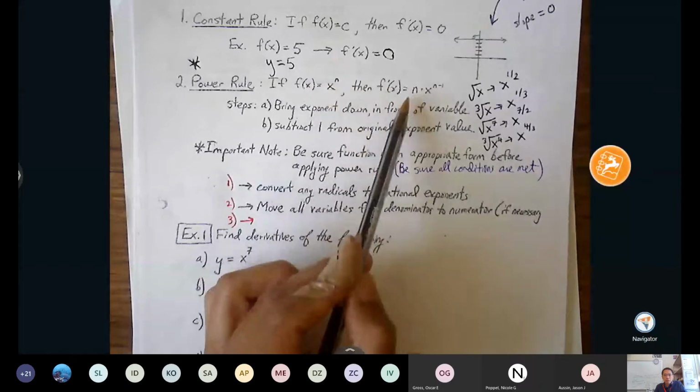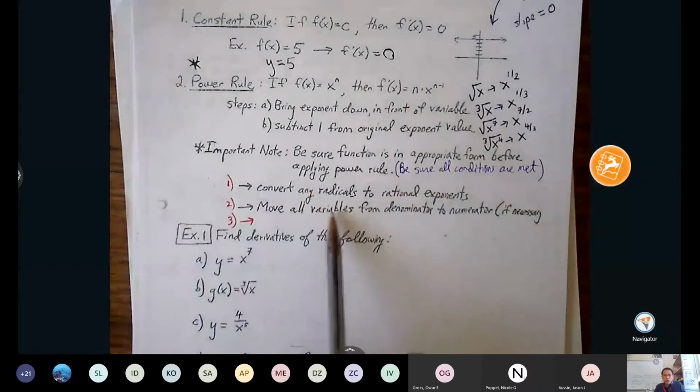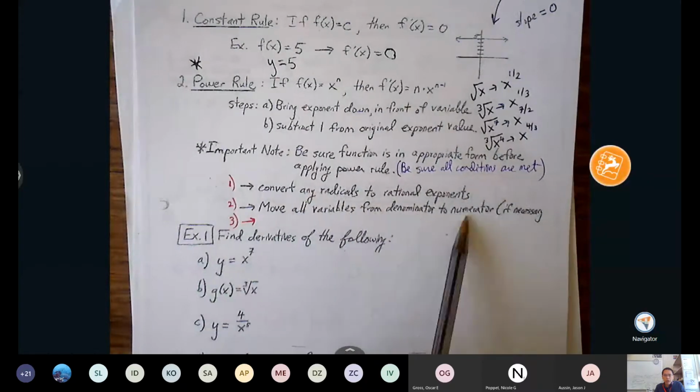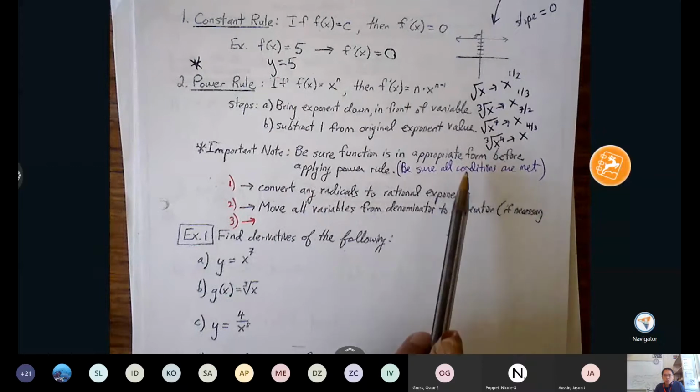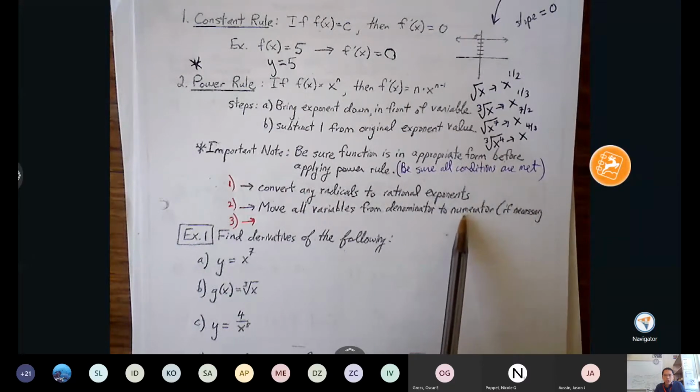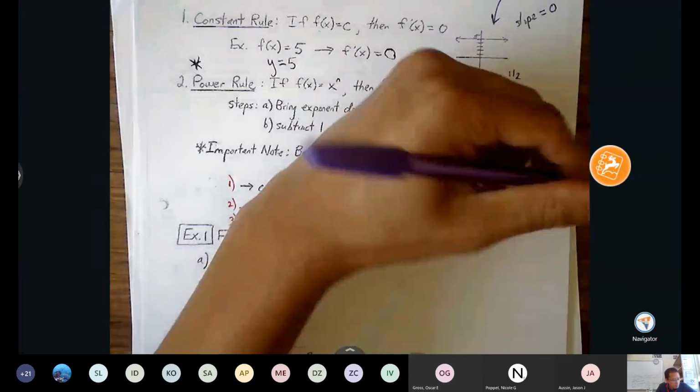So we have to move variables from the denominator to the numerator. And usually the way we do that is we force the variable to change locations, but to do that, a lot of times we're changing the sign of the exponent.